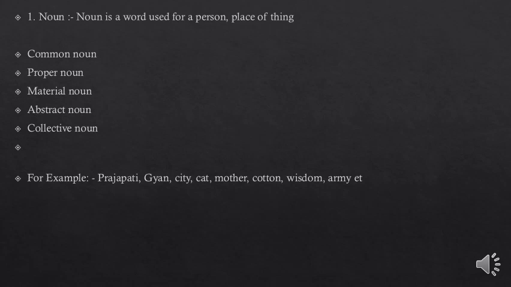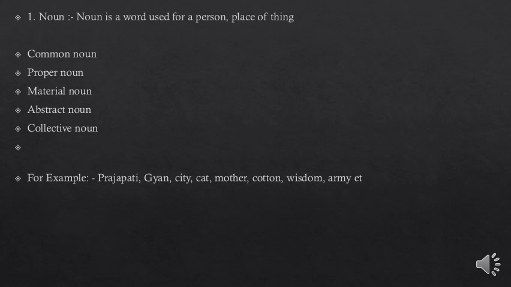First is the noun. What is the noun? A noun is a word used for a person, place, or thing. In Gujarati, the noun is normally called naam. There are five types of noun in English grammar. First is the proper noun. A proper noun is usually used in the single form, meaning a single person, single place, or single item.